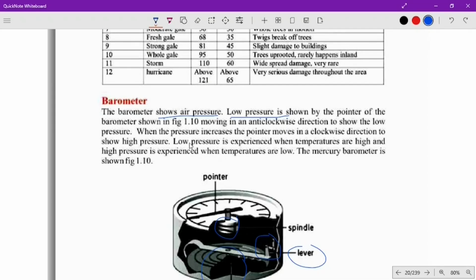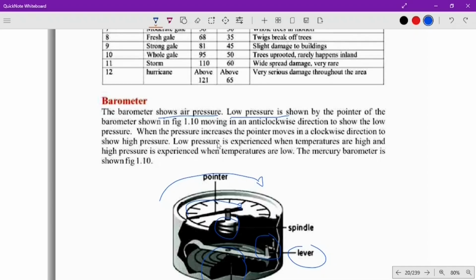How does it work? When the pressure increases, the pointer moves in a clockwise direction to show a high pressure. So a clockwise direction is this direction. This pointer will move in this direction to show us a high pressure.